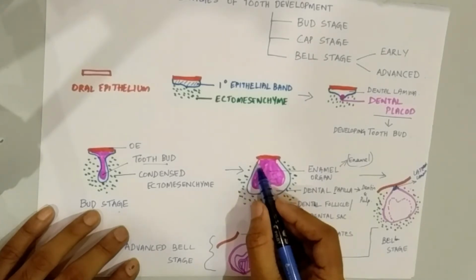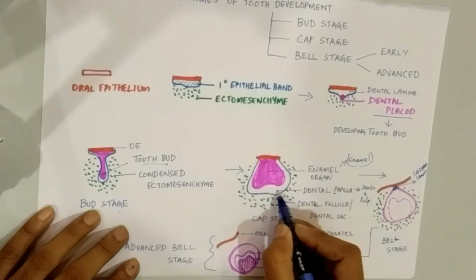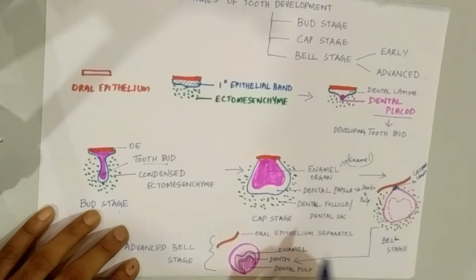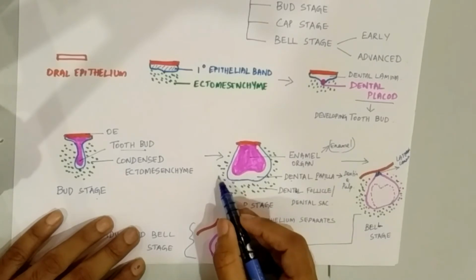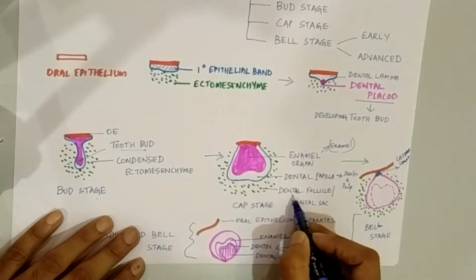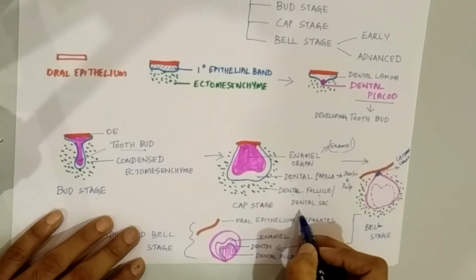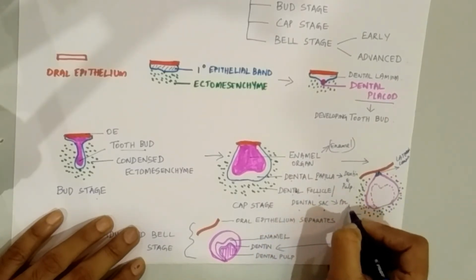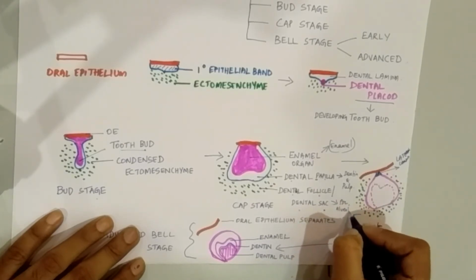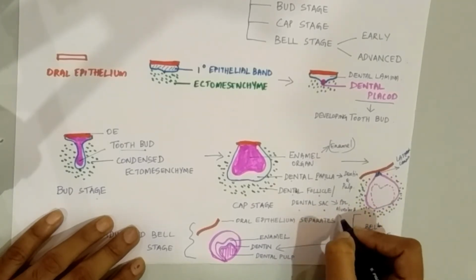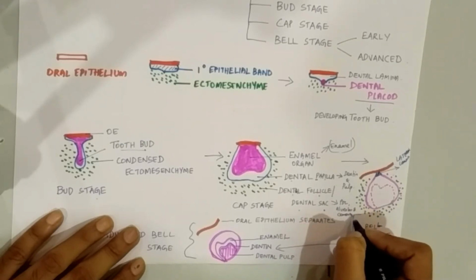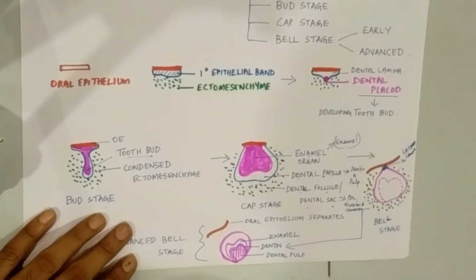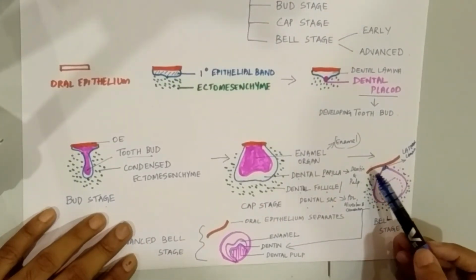The condensed ectomesenchyme supporting the dental papilla and enamel organ is known as the dental follicle or dental sac, which gives rise to the supporting tissues of the tooth, that is the PDL, cementum and alveolar bone. Enamel organ, dental papilla and the dental follicle together constitute the tooth germ.